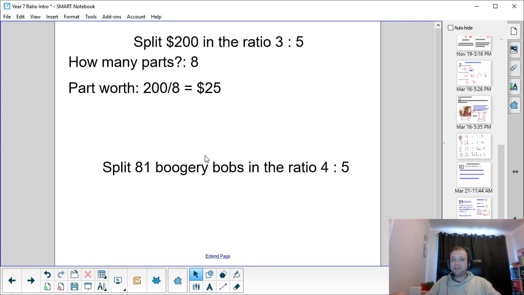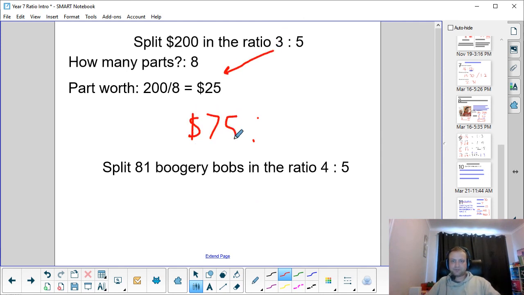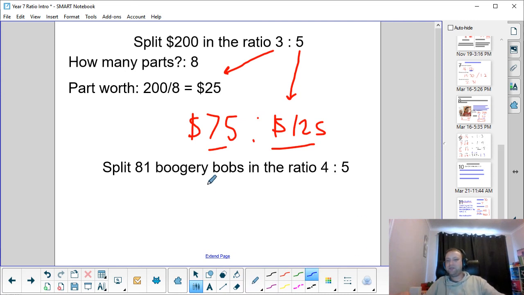All right, so now that we know that I've got parts worth 25, I just got to give out parts on each side, right? So the guy on the left gets 3 parts, right? 3 lots of 25. So the guy on the left gets $75, and then the guy on the right gets 5 pieces of this pie, 5 pieces of $25 each, and 5 times 25 is 125. Then when I check my 2 amounts I've given out, they do add up to $200, which means I'm probably on the right track. Right, now it doesn't have to be in dollars, it can be 81 of anything.